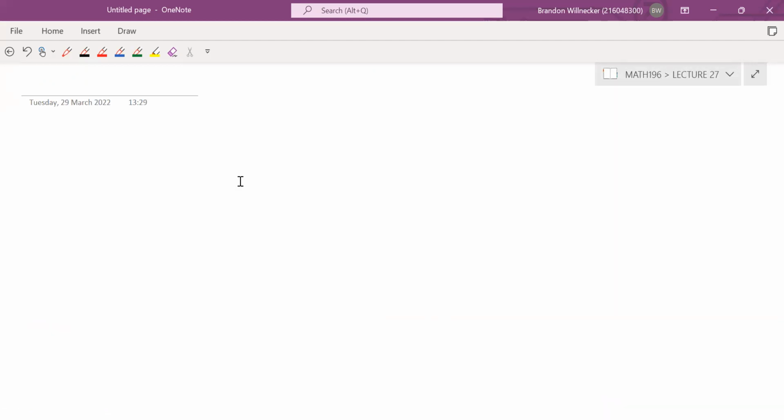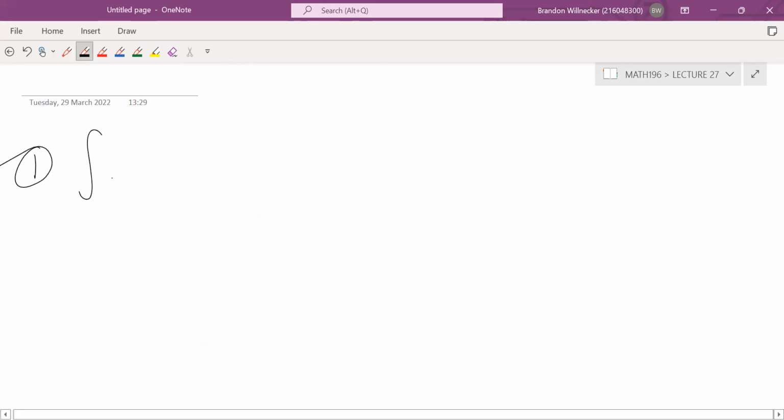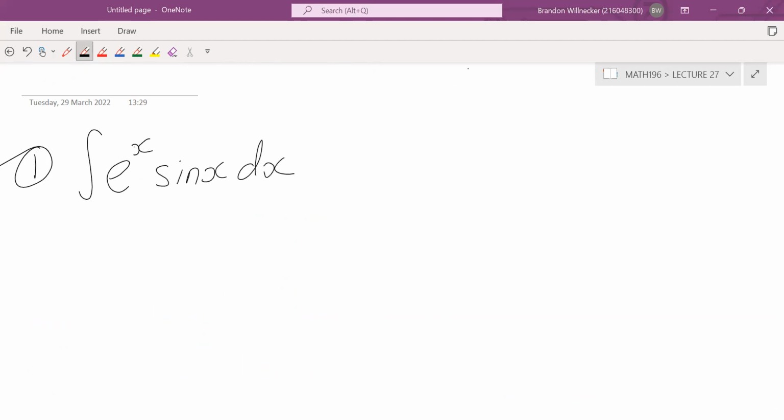Okay, so let's start off with today's problems now. Problem number 1: we're trying to find the integral of e to the x sine x dx. This is an integration by parts question because we have a product of two things. One of these we need to differentiate, the other we need to integrate.